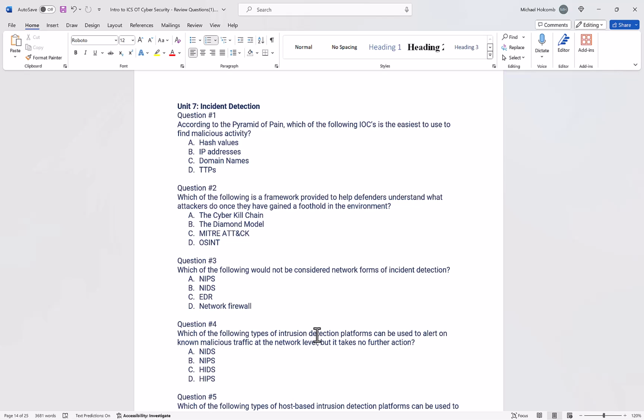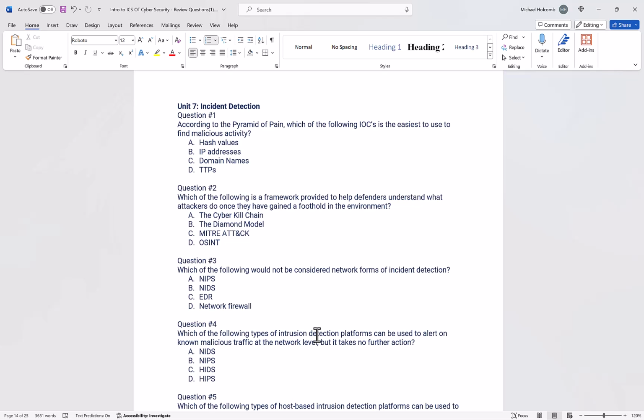Question 2, which of the following is a framework provided to help defenders understand what attackers do once they have gained a foothold in the environment? That's MITRE ATT&CK. So C. We talk more about that also in Unit 10 when we talk about penetration testing and building that pen test model on MITRE ATT&CK for ICS. So C, but that's also where those tactics, techniques, and procedures come from that we were just talking about in question 1.